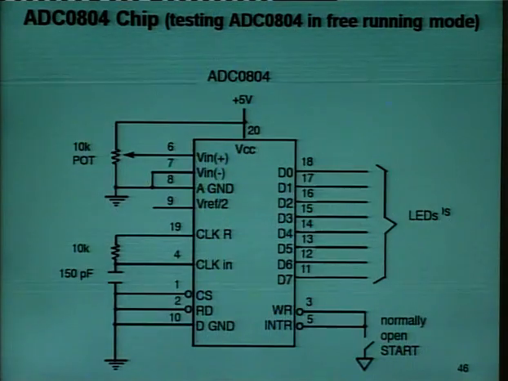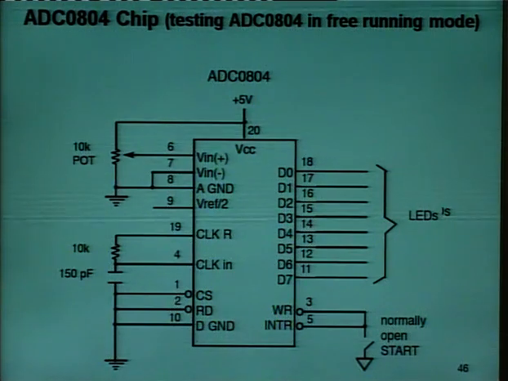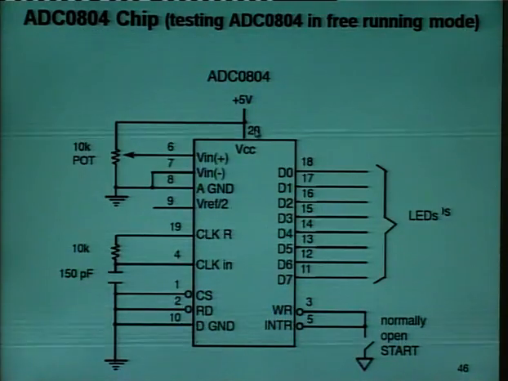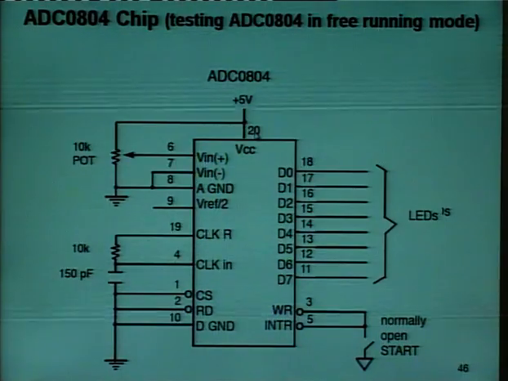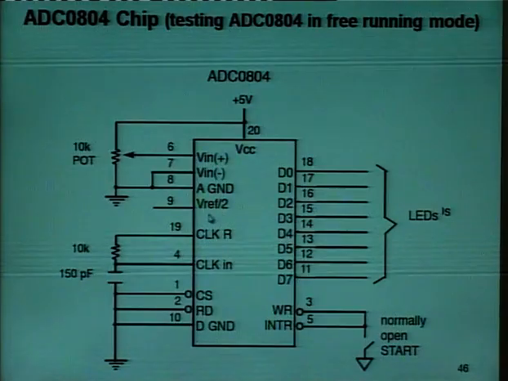Now we have the V in pins. V in negative pin is connected to ground and V in positive is used as the analog input to be converted to digital. VCC is connected to the positive 5 volt power supply. It is also used as a reference voltage when the V reference over 2 pin is not connected, it is open.